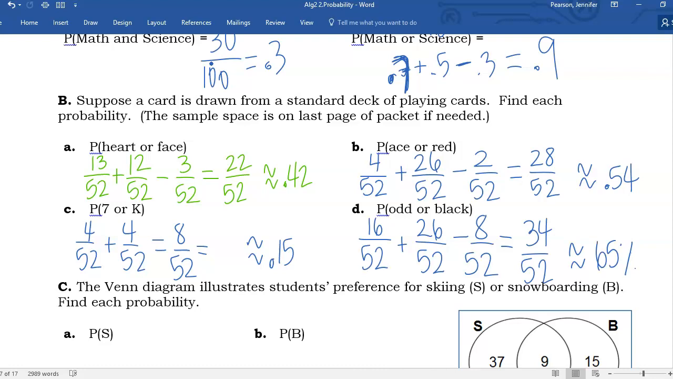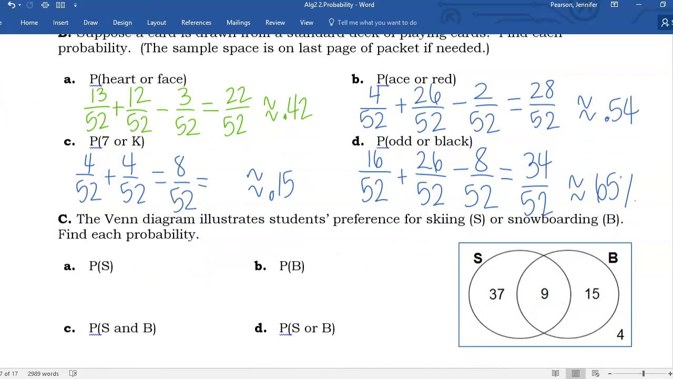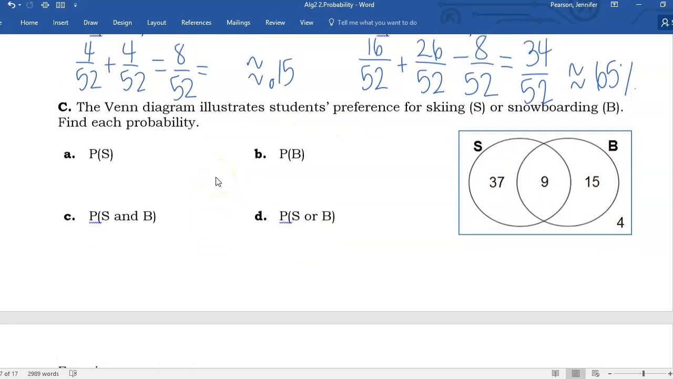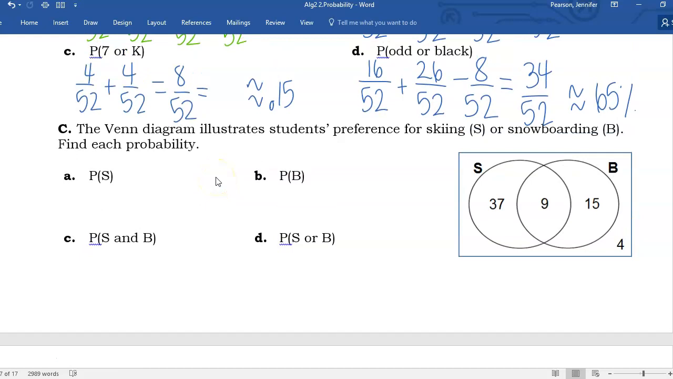Oh my God, there's another one. Okay. Example C. There's a lot of them. The Venn diagram illustrates students' preference for skiing or snowboarding. Find each probability. The probability of S, which stands for skiing. Okay, so our skiing circle is here. So remember, we need to add those two regions together to get the complete skiing circle. So that's 39 and 7, which gives me 46.